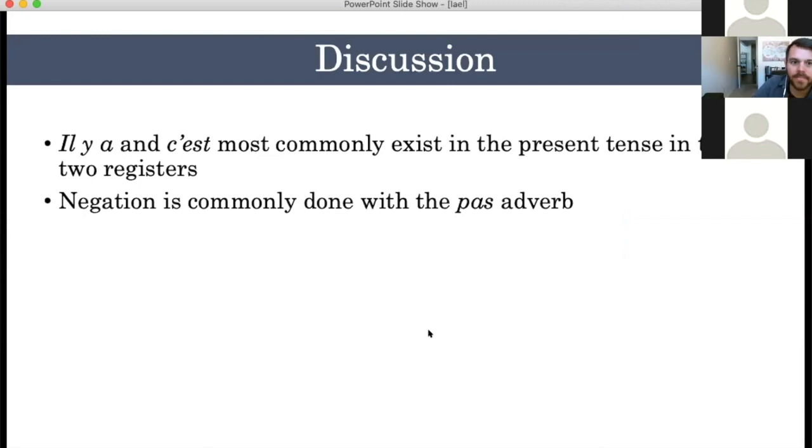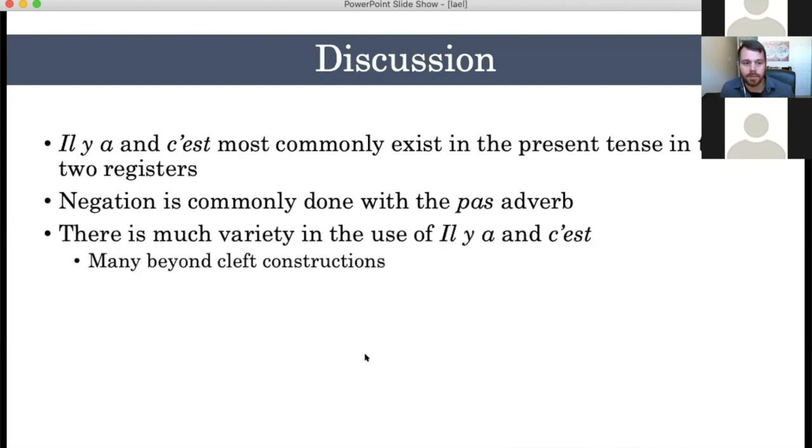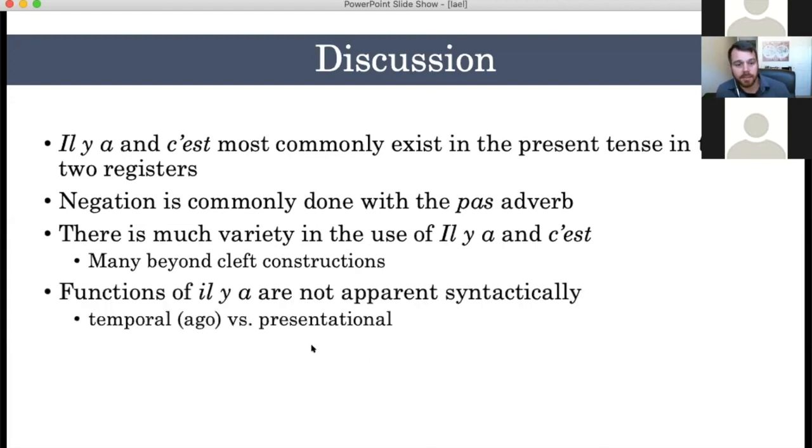Okay, so what does this all mean? The good news is that il y a and c'est most commonly exist in the present tense and within both registers, and negation is commonly done in the most basic form with ne pas. And that's, I think, good news for spoken register for language learners. There's a lot of variety in the use of il y a and c'est in terms of what follows it, a lot more than what's really talked about in pedagogical texts. And really a lot beyond cleft constructions as well, although we do see quite a few of those.